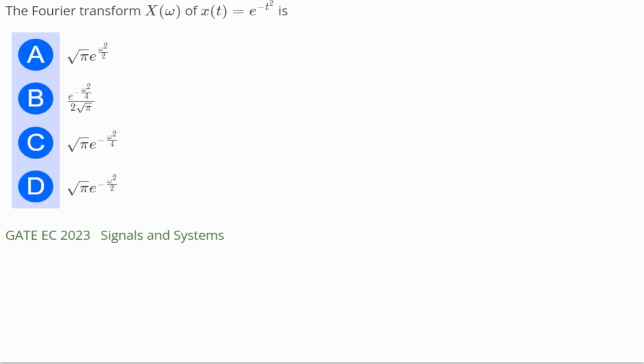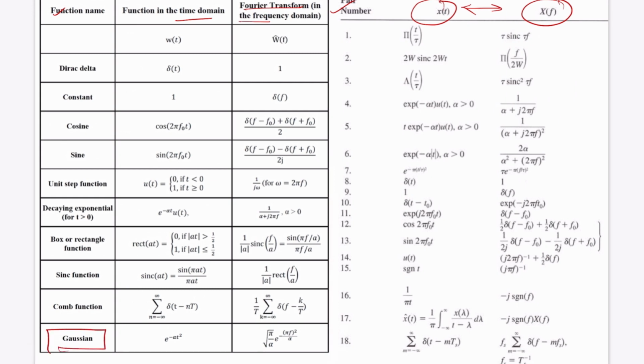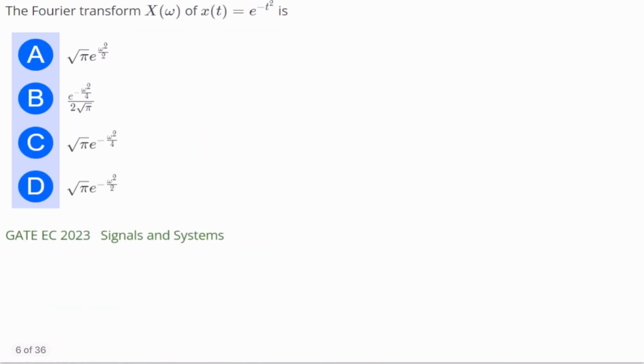The next question says: find the Fourier transform X(omega) of x(t) equal to e raised to power minus t square. This is a standard function known as the Gaussian function. As you can see, the Gaussian function is e raised to power minus a t square, and its Fourier transform is under root pi by a, e raised to power minus omega square by 4a.